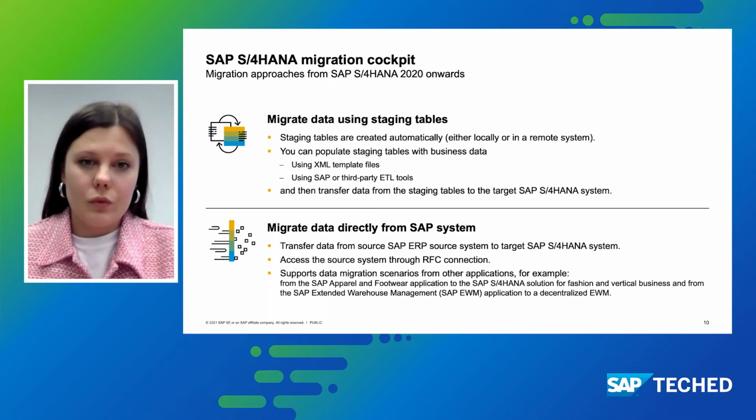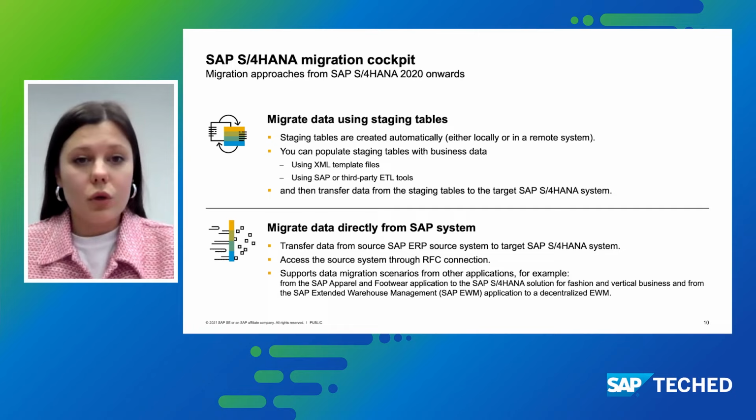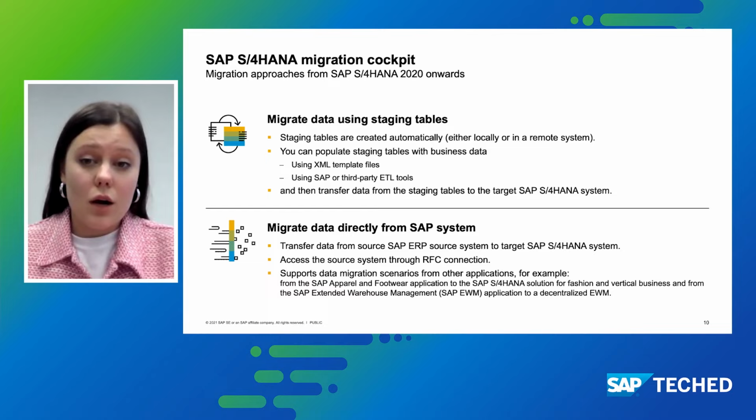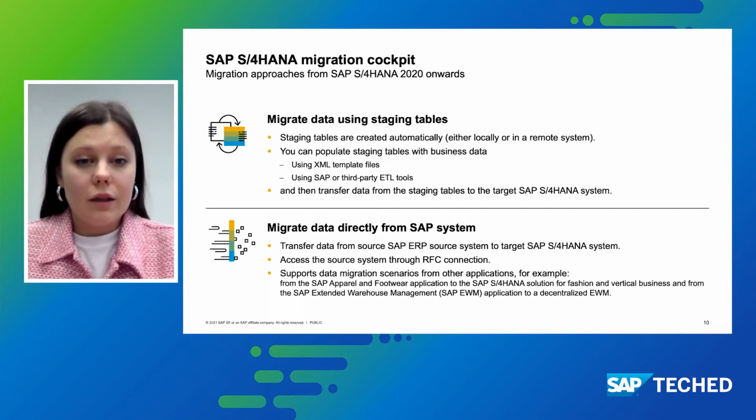And after you get the data, you can then proceed with your project and transfer data from the staging tables to the target SAP S/4HANA system. The second approach, migrate data directly from SAP system, is possible when you have access to the source system through RFC connection. There are many scenarios supported by Migrate Data Directly, and you will know more information about this approach in the next slide from my colleague, Heike.